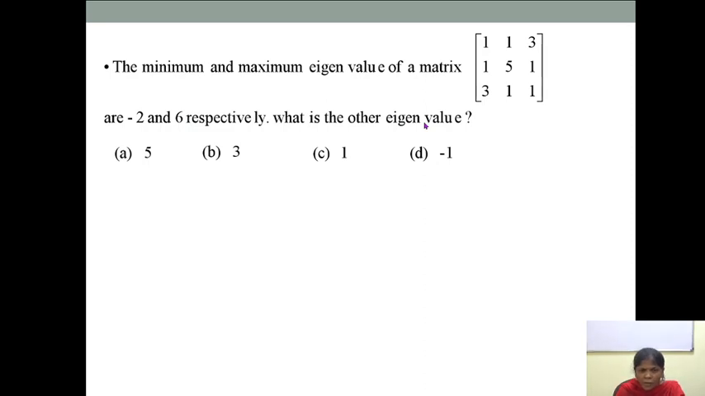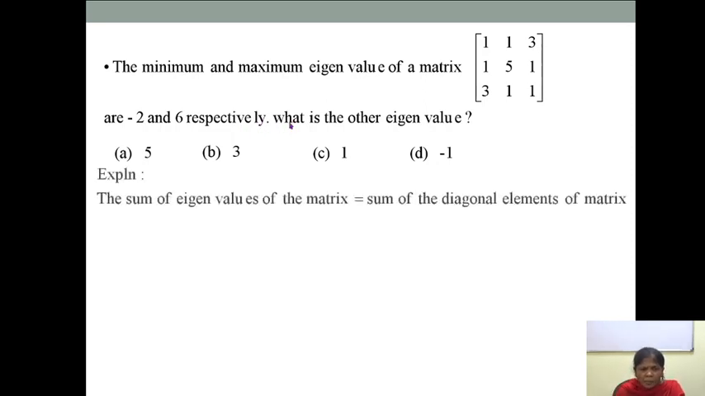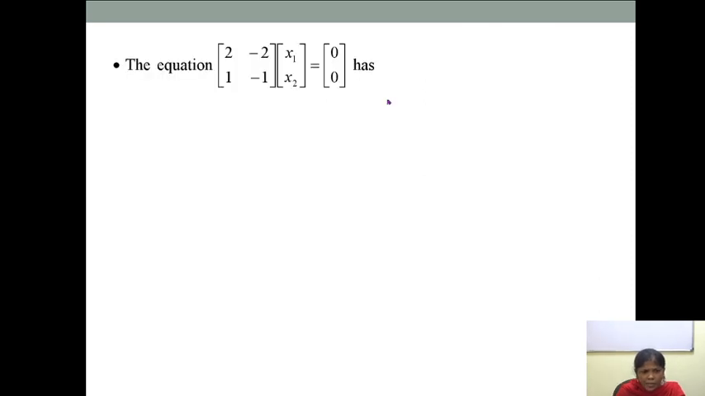How to find this? I hope you might have got the answer, because we have discussed it so many times in my previous video lectures in various questions, that we are going to use the sum of the eigenvalues of the matrix, which is equal to the sum of the diagonal elements of the matrix. So just take the sum, which comes out to be 7, and the sum of these two comes out to be 4. So obviously the third one is 3. So in this way we find option B is the correct one. Now let us have the next one.